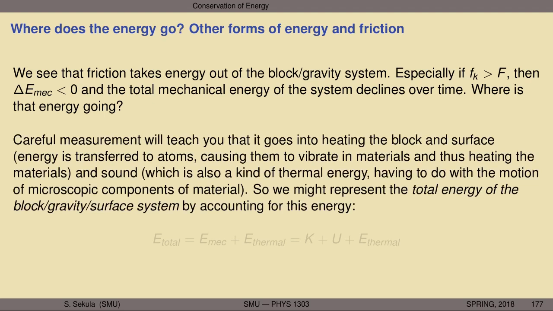And if you do very careful measurements of systems like this, where friction, for instance, or drag plays a role, what you'll find is that the energy that is being sapped away by friction or drag is going into heat. It heats the block, it heats the surface on which the block is sliding. Effectively, energy is being transferred into atoms through collisions, and the collisions cause the atoms to vibrate and smack into other atoms. And this vibration, this increased vibrational energy in materials, this is what we call heat.